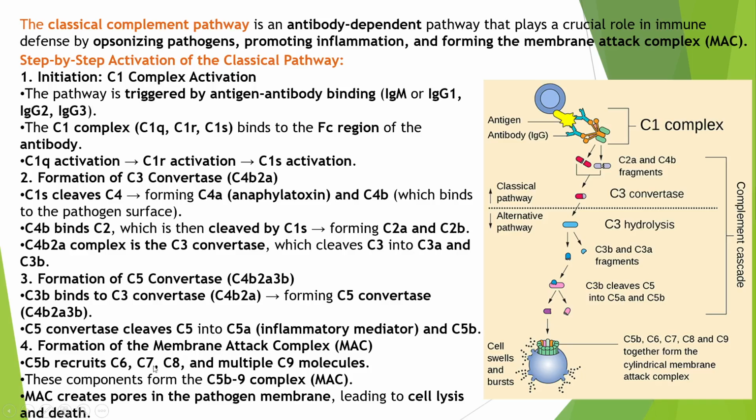So it recruits C6, C7, C8 and multimers of C9, forming a pore complex in the pathogen cell. So these components form the C5b MAC complex and create pores in the pathogen membrane, leading to cell lysis. So the cell swells and then bursts because of osmotic imbalance.